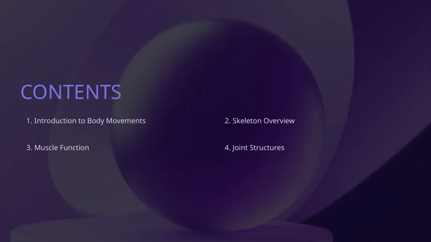Let's take a closer look at the contents of this presentation. First, we'll start with an introduction to body movements, which are fundamental to how our bodies function and perform daily activities. Next, we'll explore muscle function, understanding how muscles work together to create movement and support. Then, we'll move on to an overview of the skeleton, which provides the structural framework for our entire body. Following that, we'll examine joint structures, which are essential for enabling different types of movement and flexibility. These topics are all interconnected, helping us grasp how our musculoskeletal system supports our everyday actions and overall health.